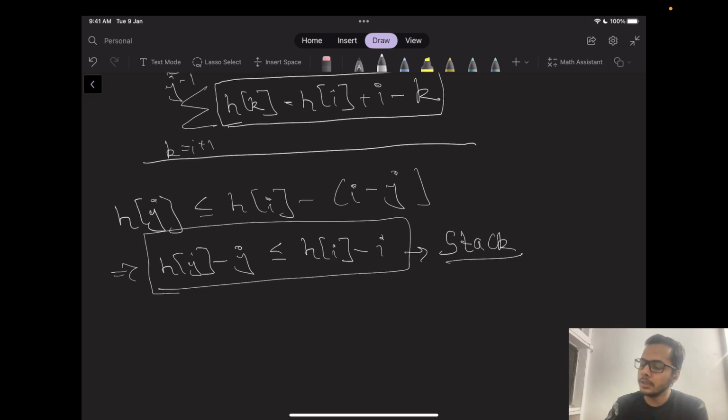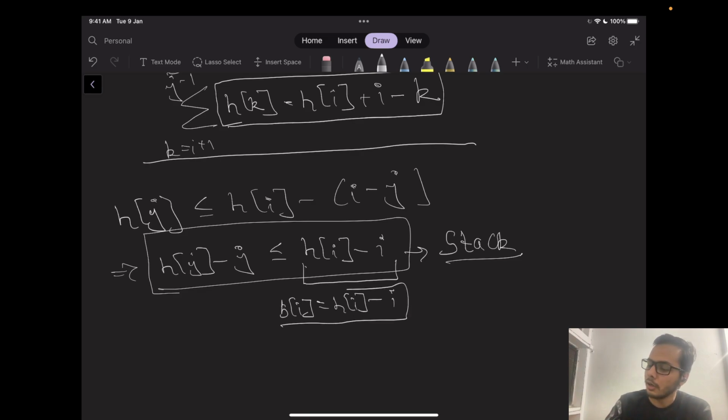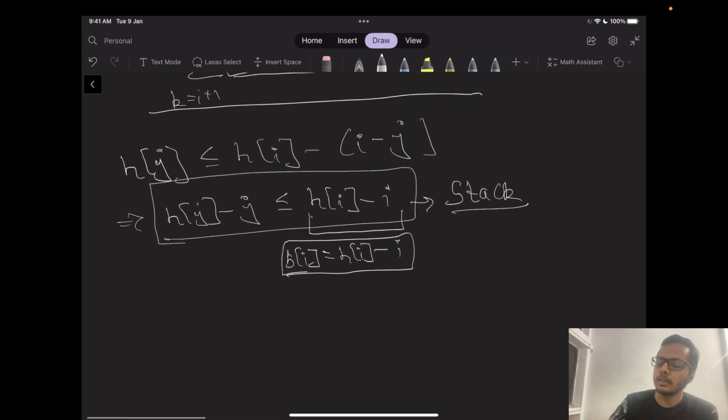So all you need to do is you build up another array. Let's say b of I is equal to h of I minus I, and then this index j is nothing but the next smaller element of b of I to the left. Okay, and you can very easily find it out using a stack. So then the algorithm becomes pretty simple.